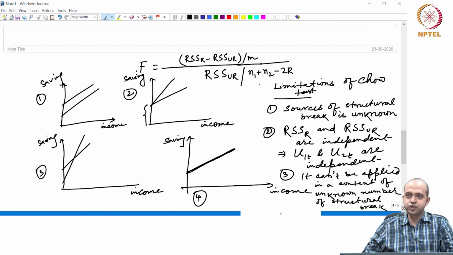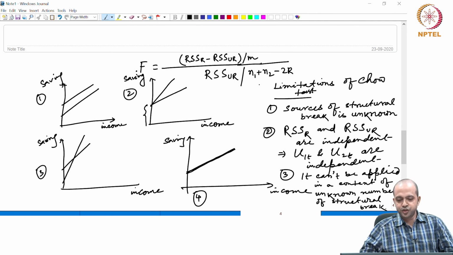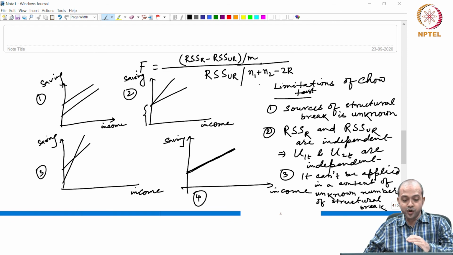These limitations are there with the Chow test, and we will try to overcome them when we discuss the dummy variable model. So, our next module would be the dummy variable model. There we will try to overcome the limitations of the Chow test.